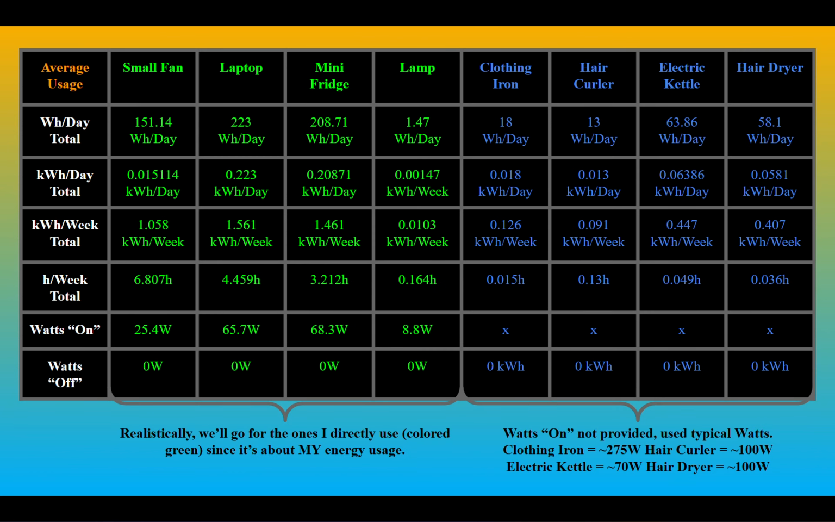This is where I have watts on and off, along with the given kilowatt hours per week, which I divided by 7 to get kilowatt hours per day, and then multiplied by 1,000 to get watt hours. Same goes for average hour per week by adding all the time usage for each appliance, converting it to minutes, dividing by 7, and then converting it to hour decimals. Since it's about my energy use, we'll go with the appliances colored green.